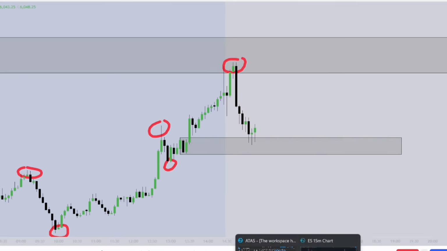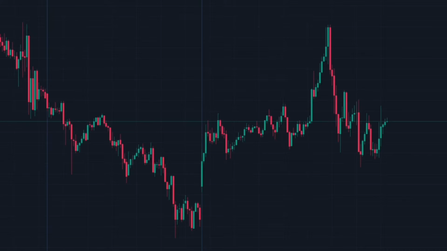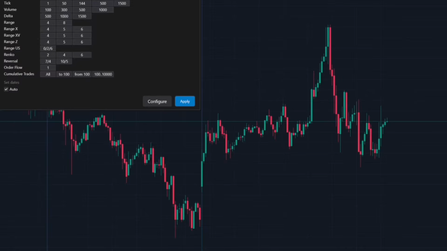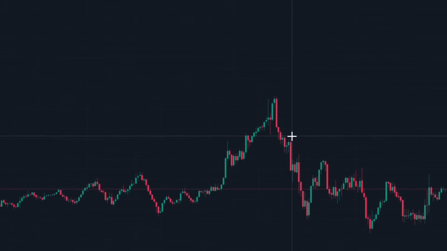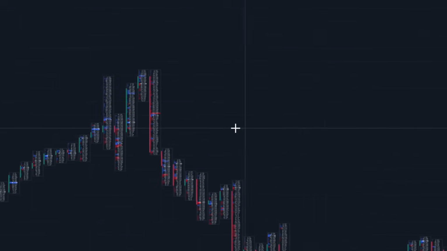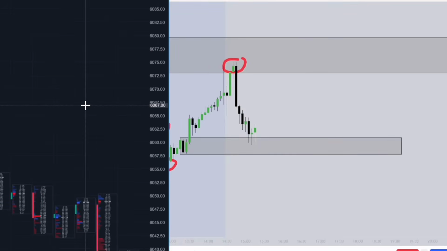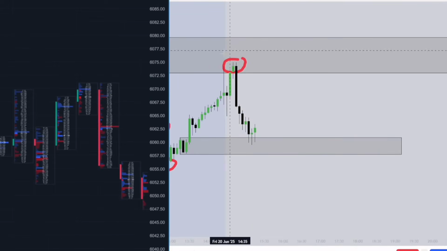If we go over now to the ATAS platform, we're looking at the same price action you saw over here. This is ES on the 15-minute time frame. Let's go to the 5-minute time frame. On the 5-minute time frame now, we have the same candles you see over here, so what you see is a direct correlation between this long wick and these candles.